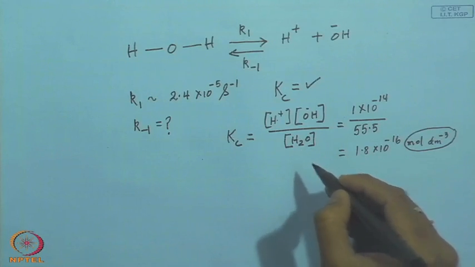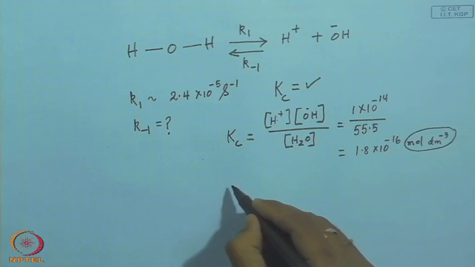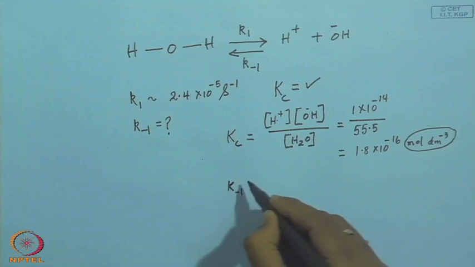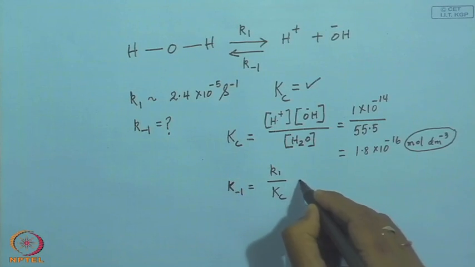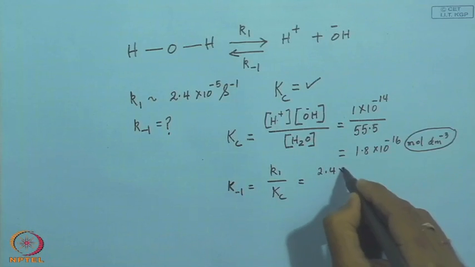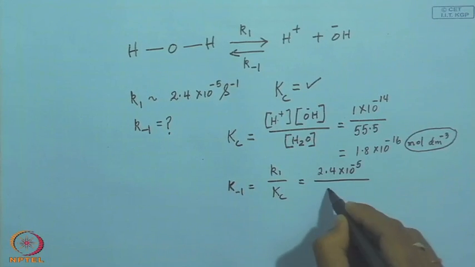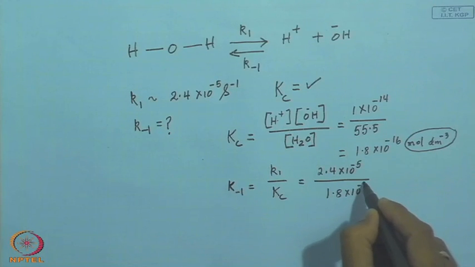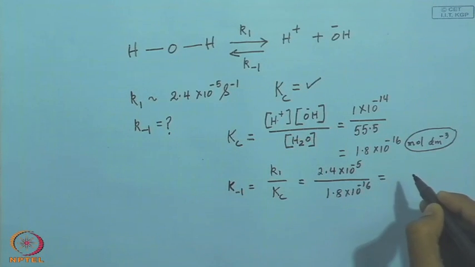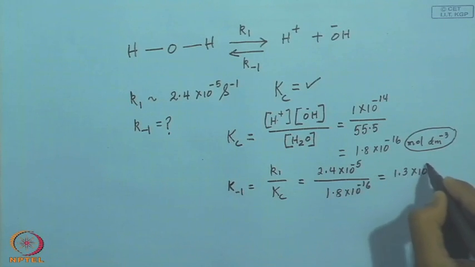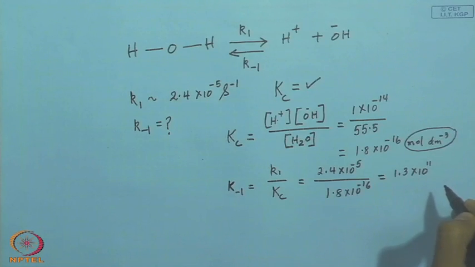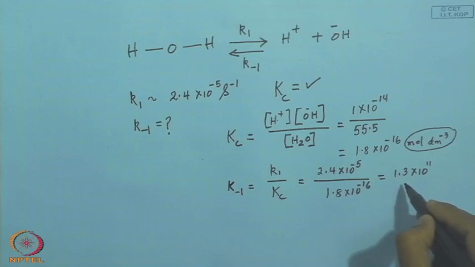Okay. So, k−1 will be equal to k1 by Kc, which is equal to 2.4 × 10^−5 divided by 1.8 × 10^−16, which is equal to 1.3 × 10^11 for the back reaction. It is a back reaction. So, it has got this huge number.